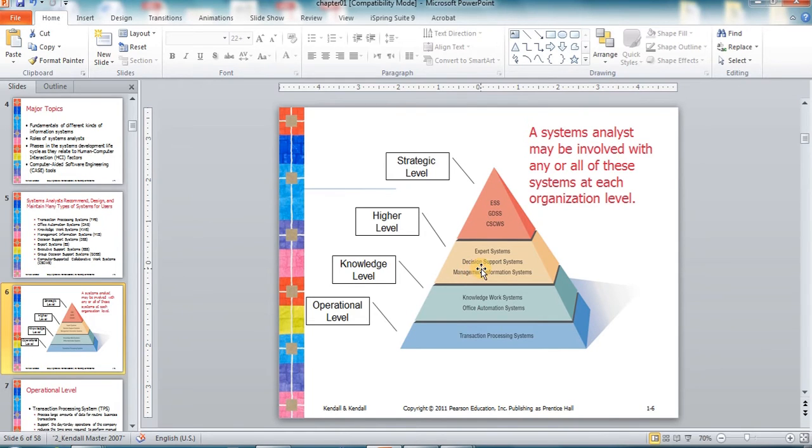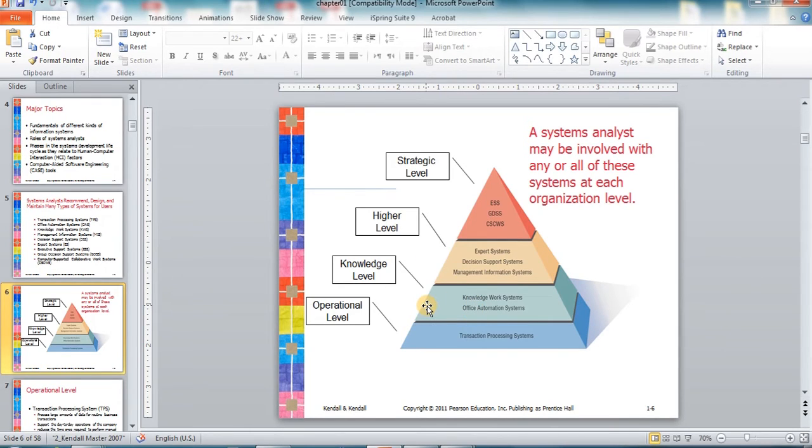The next level is called the higher level management. The second level of management is called the higher level management. At this level, you have the vice presidents of the company, the assistants of the presidents of the company, and so on. So this level is responsible for communication between the top management of the company and the directors of the operations of the company.